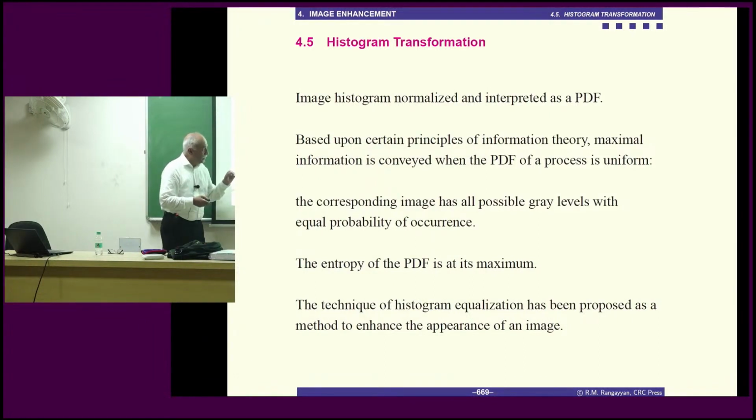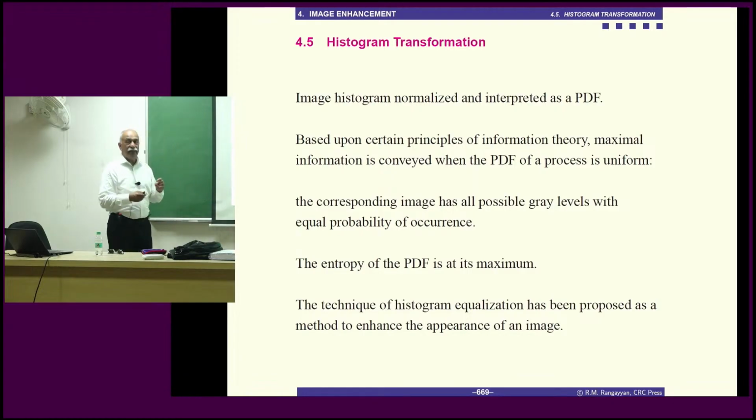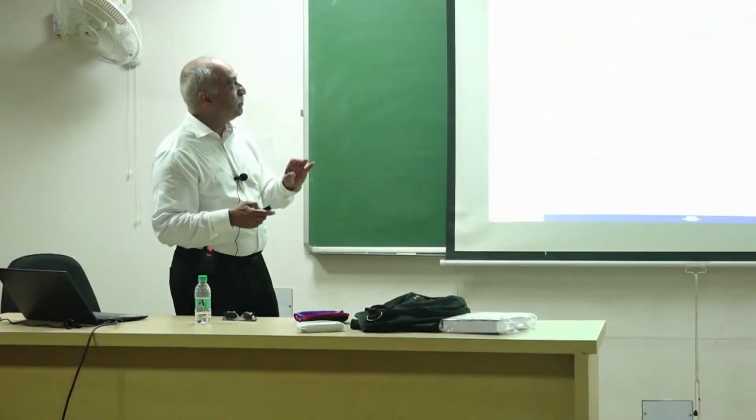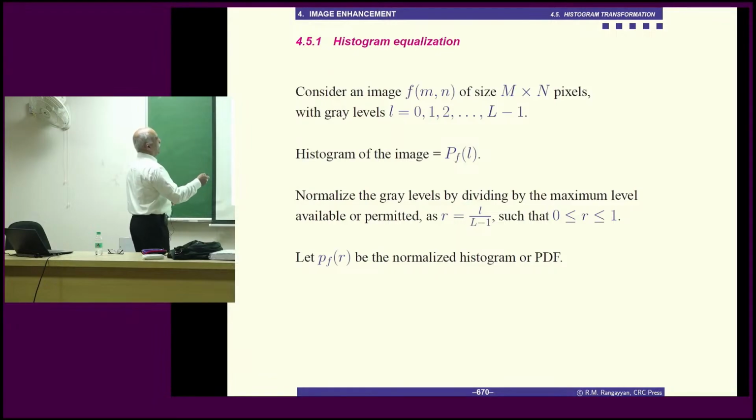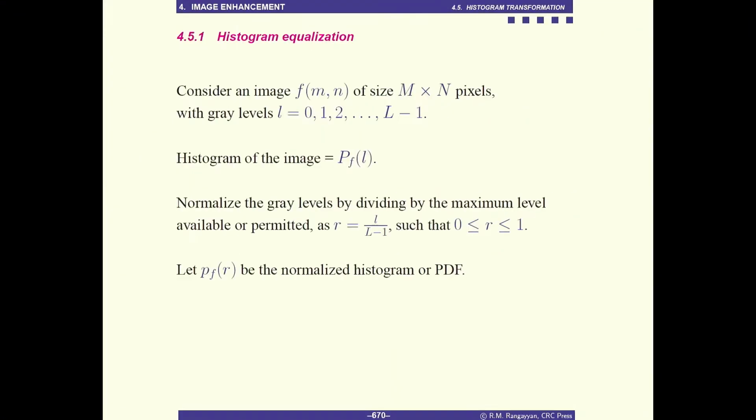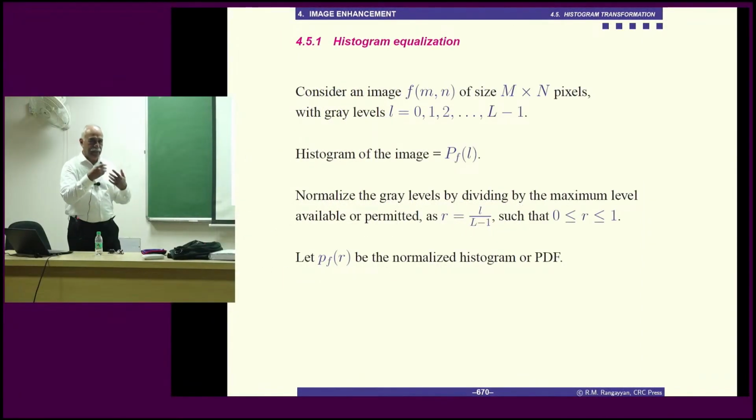So the technique of histogram equalization is proposed as a method to enhance the appearance of an image based upon these principles. Will that work? We will see. So you have an image f(m,n) and you have the histogram p_f(l). Divide by the number of pixels and let p_f(r) be the normalized histogram. Let r be l over L minus 1 so that the grayscale is in the range 0 to 1. You're normalizing the counts of the pixels as well as the pixel values.